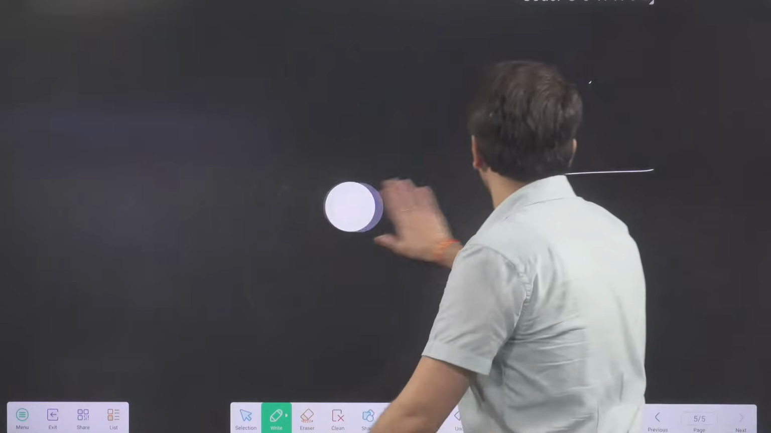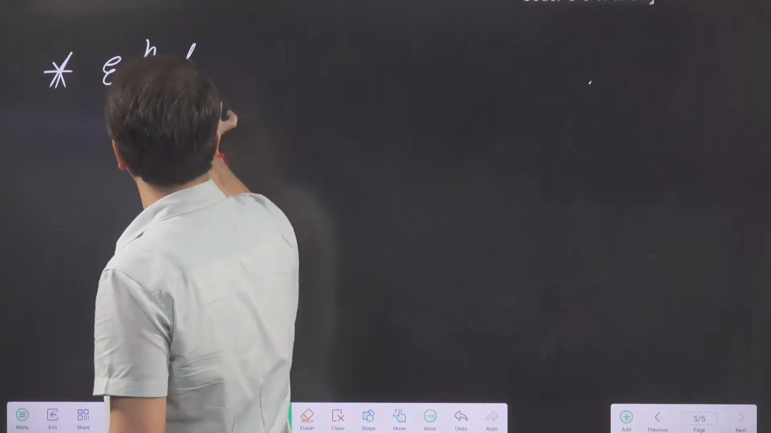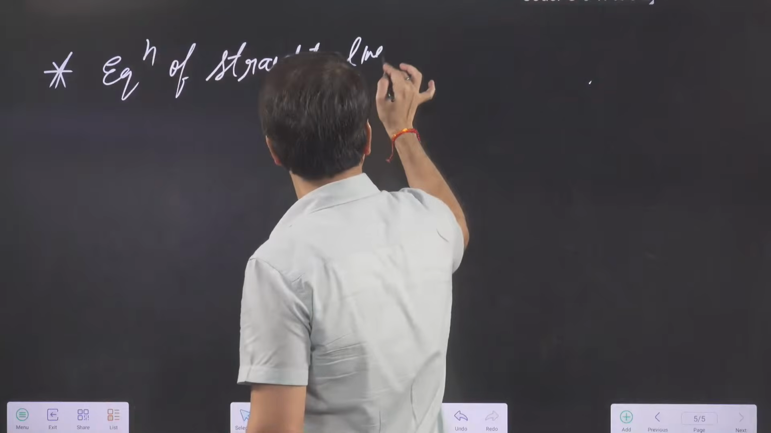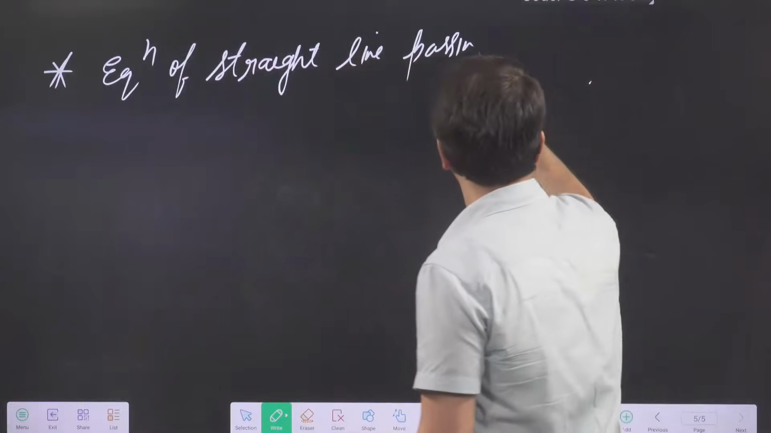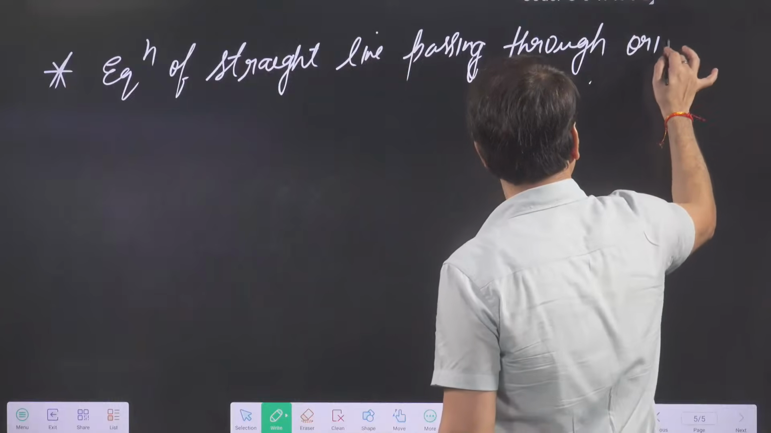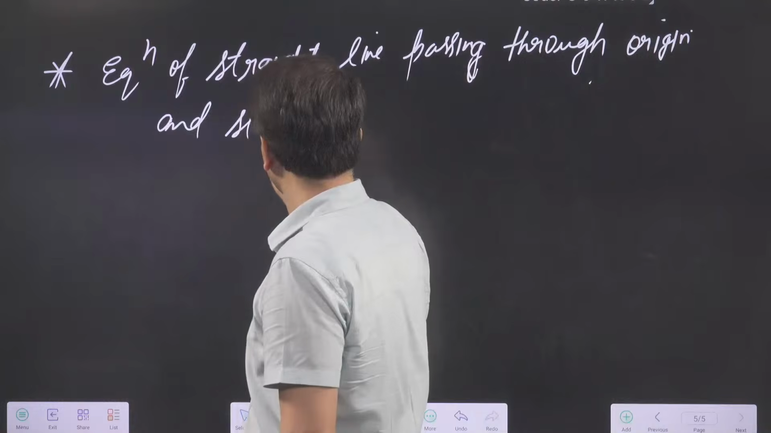Did everybody get this or not? So the requirement for writing the equation of a straight line or getting its graph is what I said: either we should have 2 points, or 1 point and the slope. Everybody got it? So if I am saying the equation of a straight line passing through origin and slope is m.